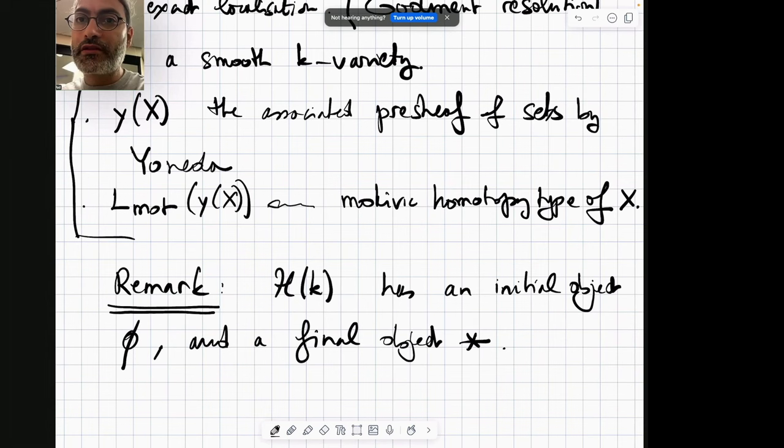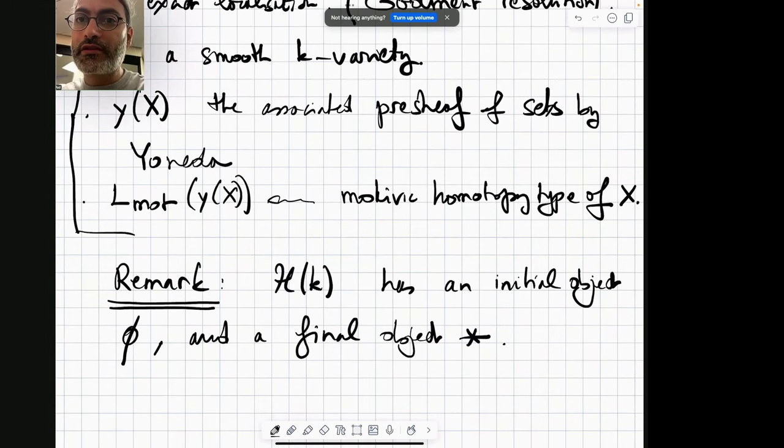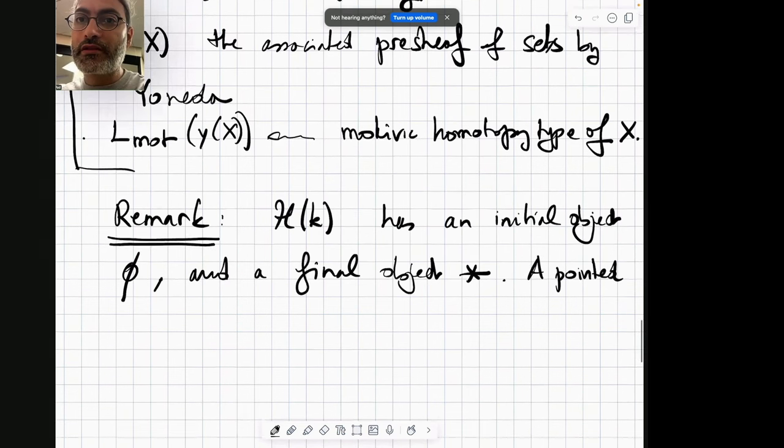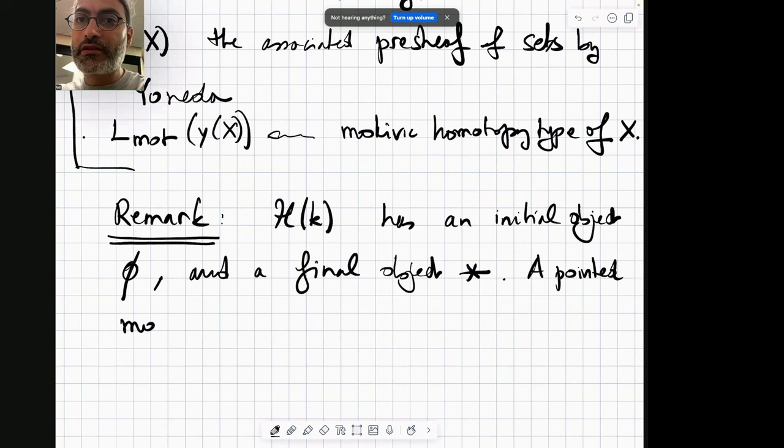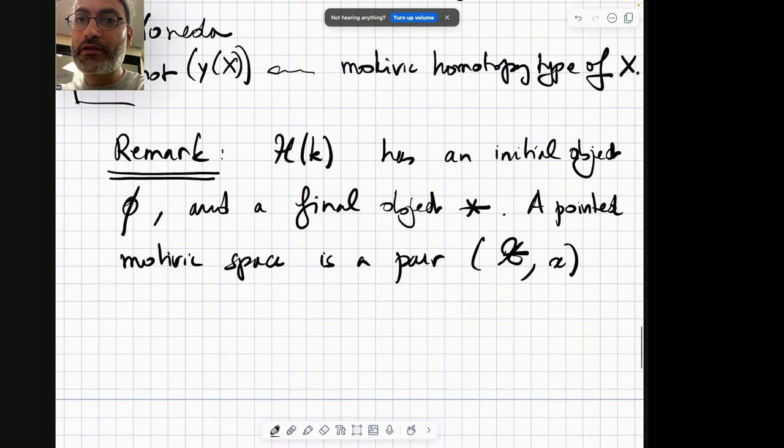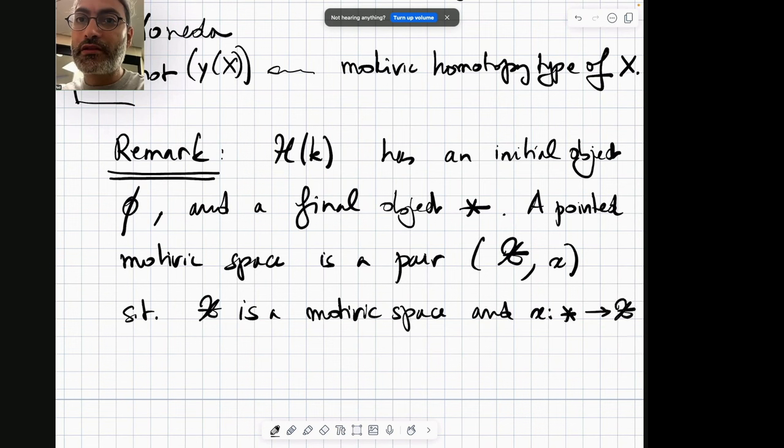And so, as usual, one can consider the pointed version of H of k. A pointed motivic space is just a pair, where you have a motivic space X, and then you have a point. And what is really a point? A point is really just a morphism from the final object to X. Okay, that's what is a pointed object.